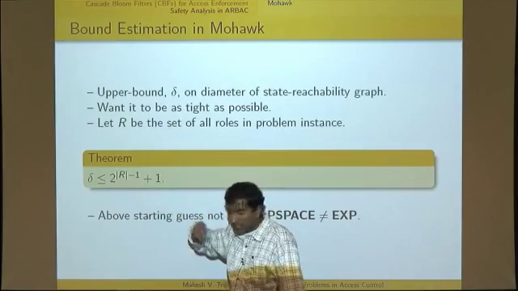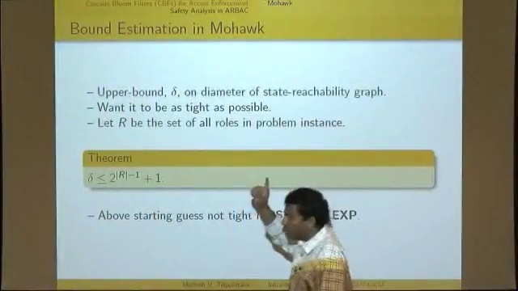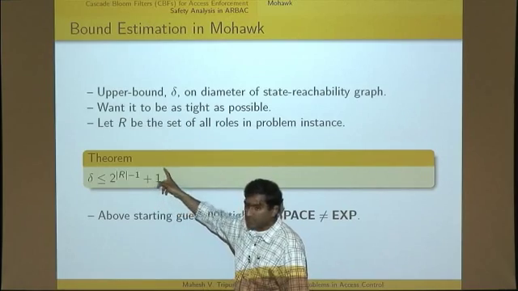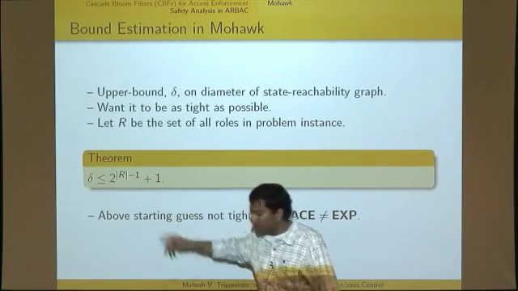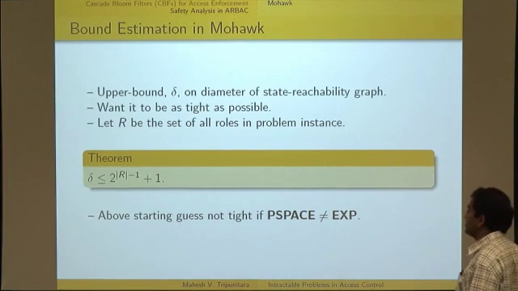Well, the reason is that for the role that's in the safety query, we know that the only thing we have to do is assign a user to it, and then we're done, right? So there's only one state transition that applies to that role. That's why it disappears from here and goes here. And that already gives a hint as to how we do the bound estimation.